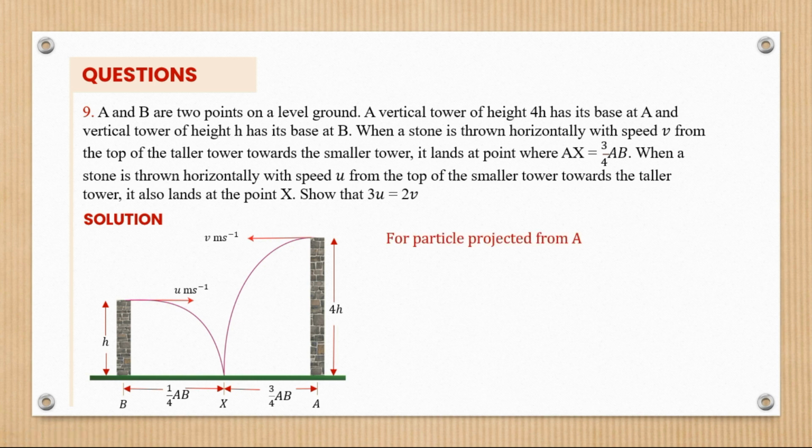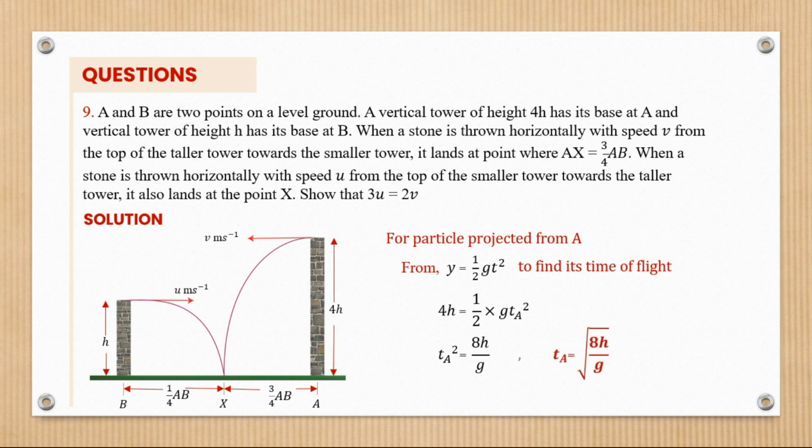Alright, so for the particle projected from A, we know from y = 1/2 gt², we're going to first find its time of flight. So we have 4h = 1/2 g t_A². We're going to leave the g as it is. We're not going to put 9.8 there. We're just going to leave it as an unknown and find what the time of flight is. So the time of flight t_A shall be equal to root of 8h over g.